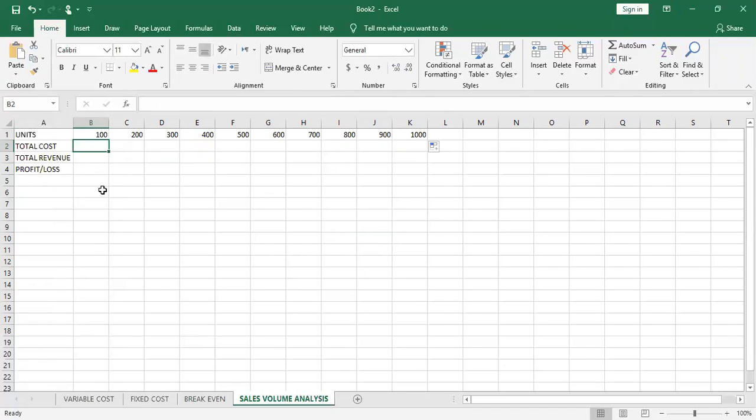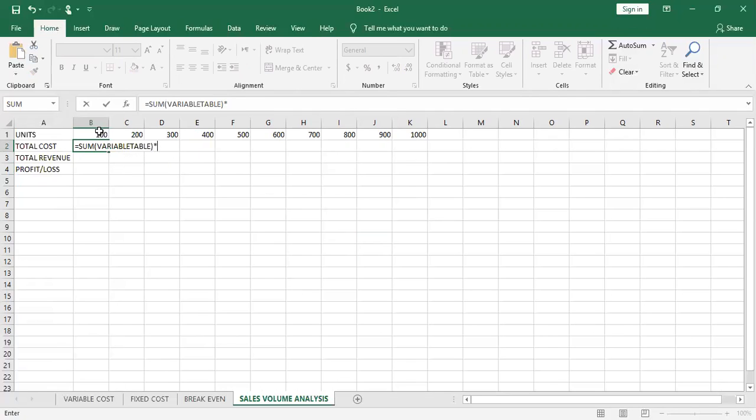Now, what will be the total cost? Total cost is the fixed cost plus variable cost. And variable cost this time is going to be the variable cost at 100. To get the variable cost, we sum up the values from the variable table, which gives us the variable cost per unit.